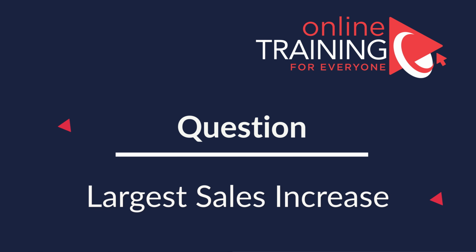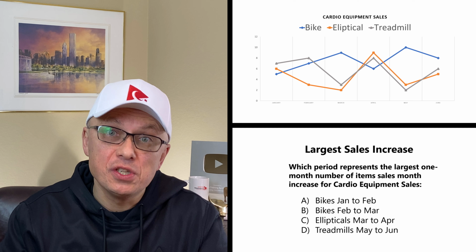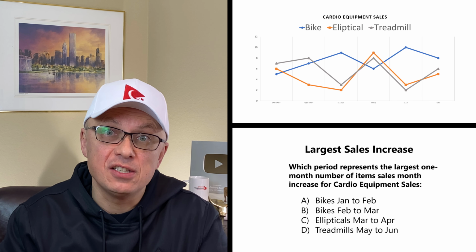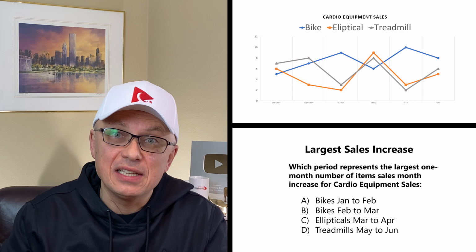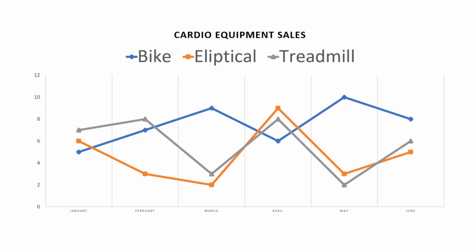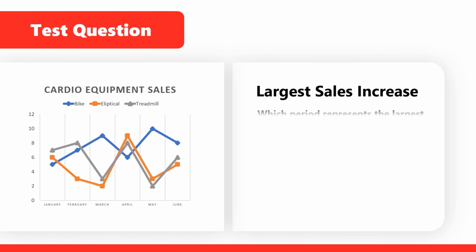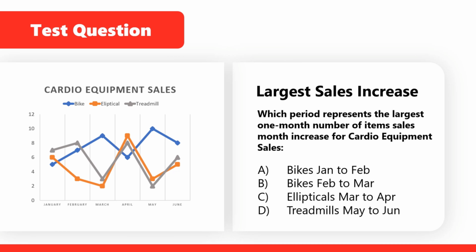A lot of times you might get a question which asks you to determine the sales increase. You're typically presented with a graph, which shows lines that represent different sales. In our case, we are presented with a chart that shows sales of cardio equipment from January to June, sales of bikes represented by the blue line, sales of ellipticals represented by the orange line, and sales of treadmills represented by the gray line. The question asks you to determine the largest sales increase. Specifically, you need to determine which period represents the largest 1 month's number of item sales increase for cardio equipment sales. You have 4 different choices.